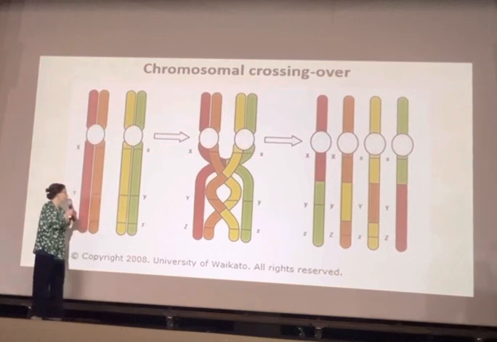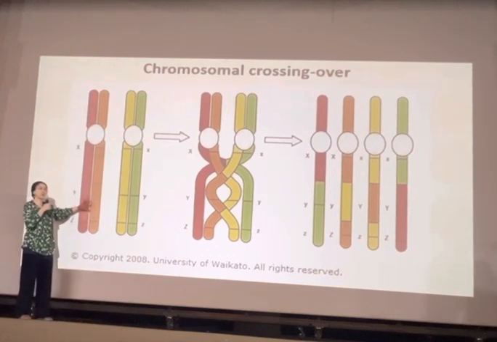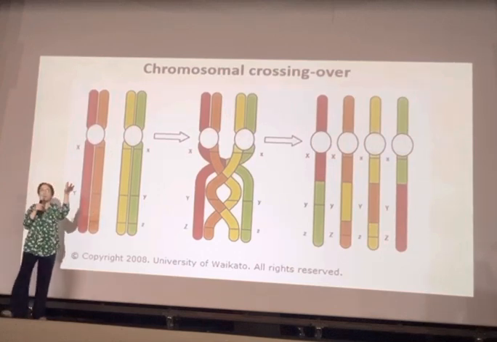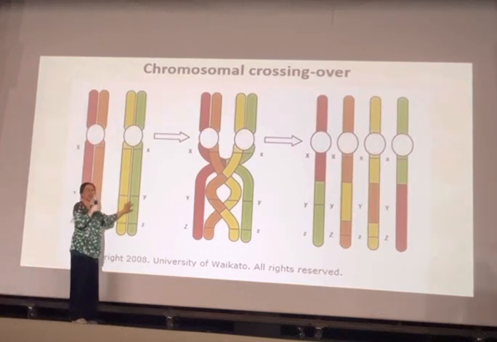Paternal chromosome number 1 is composed of 2 sister chromatids because this is after replication before separation. I hope so. And this is 2 sister chromatids.